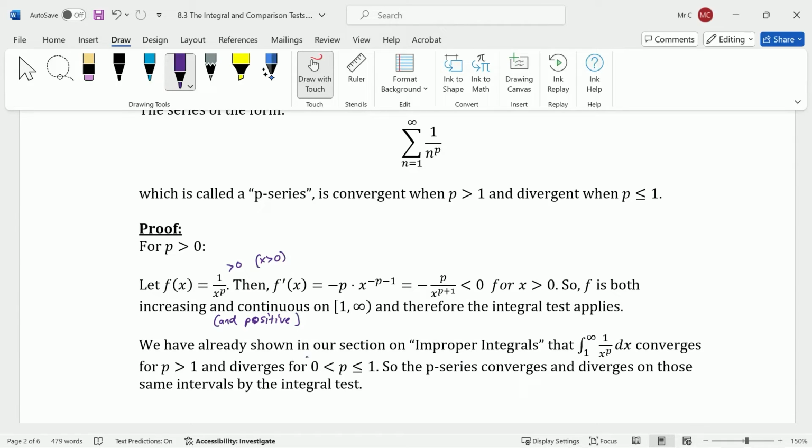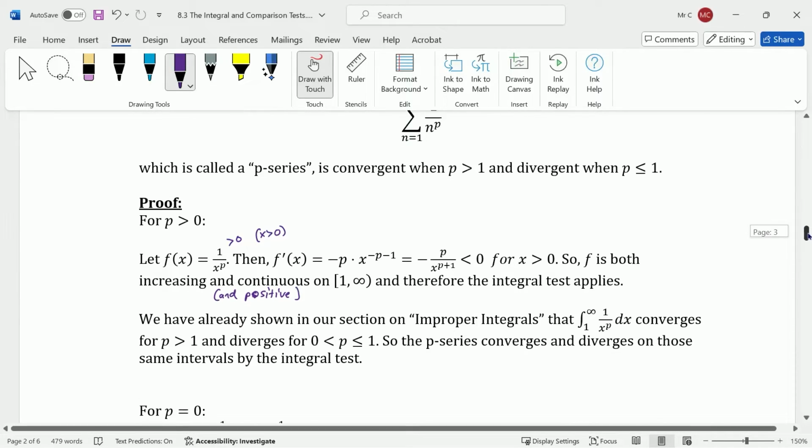So we've already shown in our section on improper integrals that the integral from 1 to infinity of 1 over x to the p dx converges for p greater than 1 and diverges for p between 0 and 1, including 1. Now, the reason I didn't say anything about values of p less than 0 is because when p is less than 0, I can't apply the integral test because the derivative won't be strictly negative. So at least we've covered all the cases for p greater than 0, now let's look at the other cases.